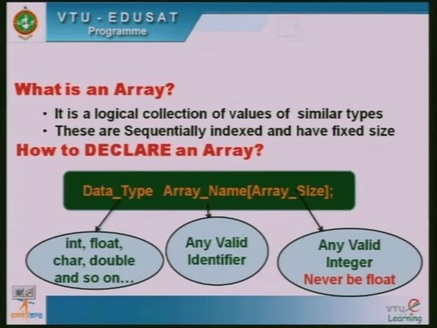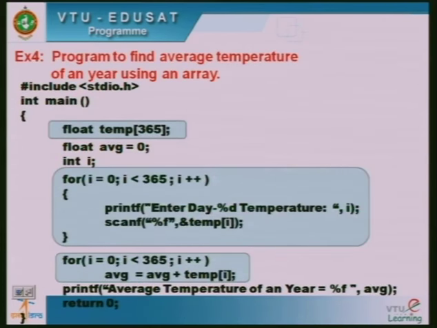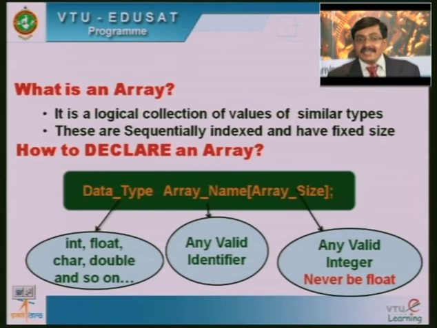Now let's see what an array is. Just now we have seen the array temperature that we declared in the previous slide. temp[365] is an array of 365 different floating point elements. Thus we can say it is a logical collection of values of similar types. Sometimes we call this an aggregate data type. These are sequentially indexed and have a fixed size.